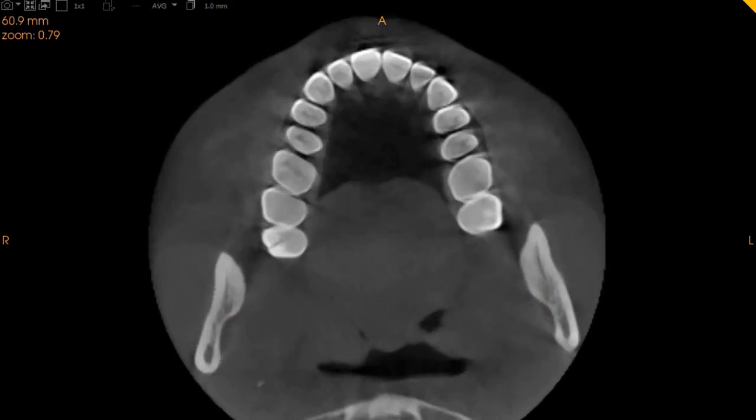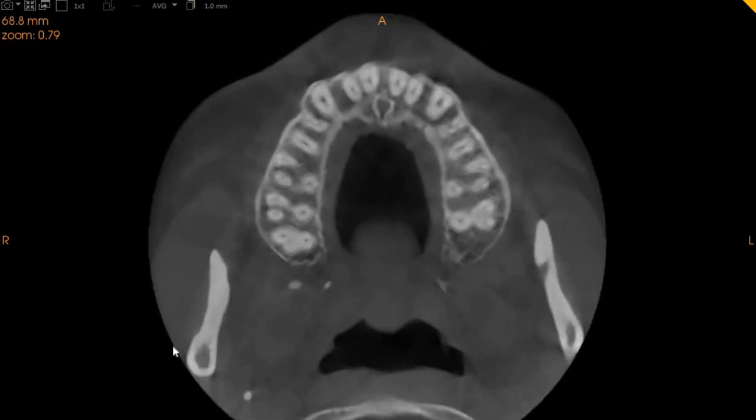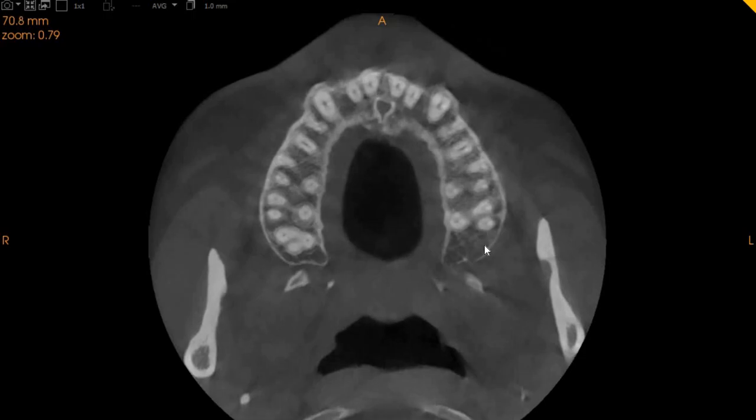Moving to the upper area to give you an idea of the root divergence, the upper right wisdom tooth has fused roots for the most part, whereas the upper left wisdom tooth has more divergent roots.